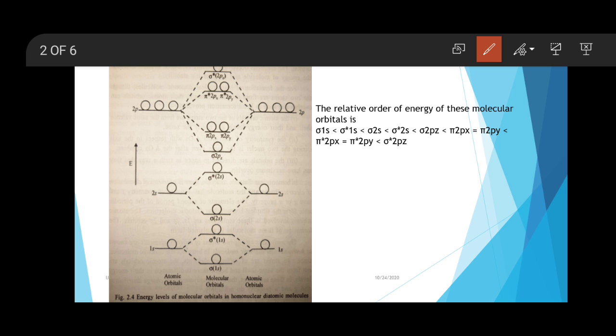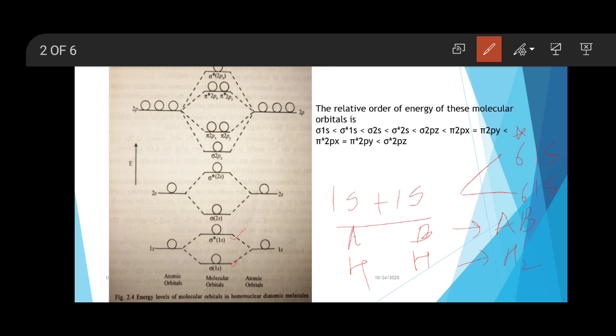Let's say the 1s orbital of atom A combines with the 1s orbital of atom B. If the electronegativity difference between both atoms is the same, then you may say this is a hydrogen atom and this is another hydrogen atom. So there is formation of an AB molecule, or of an H2 molecule. When these two atomic orbitals combine to form two molecular orbitals, one is called sigma 1s and another is sigma star 1s.